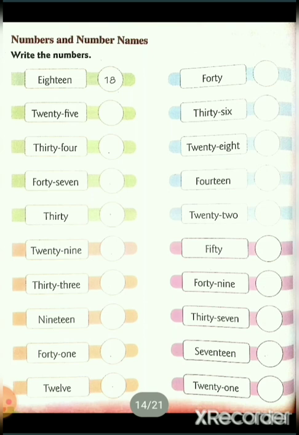After that, numbers and number names. Write the numbers. Here you can see on the left side number names are given and on the right side you have to write the correct numbers. One is already completed, first one. Second, 25, you will write 2, 5, 25. In the same way, you will complete this exercise.